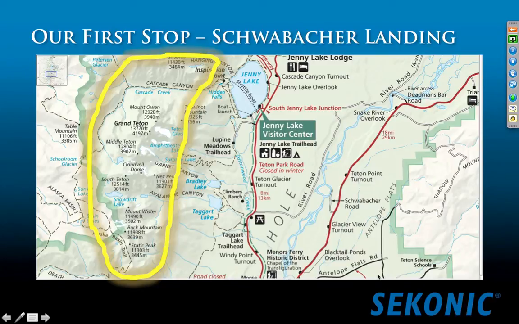Mormon Row, where we just were, is down over here. And this time we're going to take this really rough road to a turnoff to Schwabacher Landing. One of the beauties of this is that there's a river that runs through it that gives you a lot of great opportunities to catch reflections of the peaks as the sun rises.